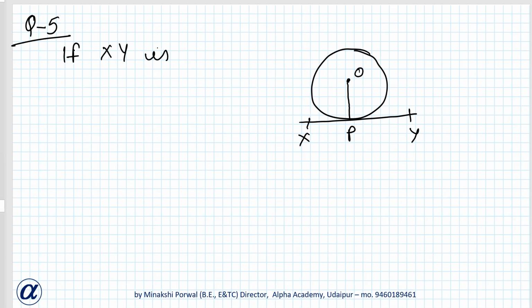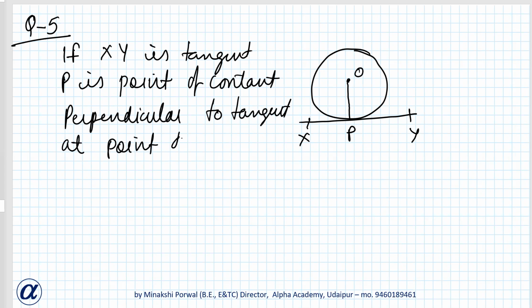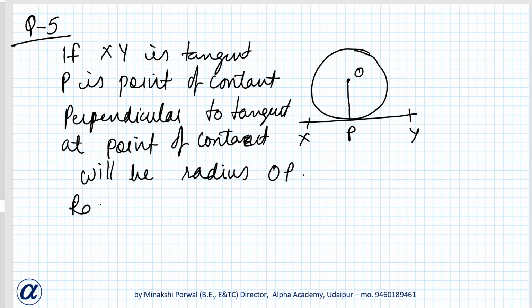Yes, ma'am. Okay. Prove that the perpendicular at the point of contact to the tangent to a circle passes through center. So basically, perpendicular at the point of contact to the tangent passes through the center. This we have to prove. So if XY is tangent, P is point of contact, then the perpendicular to tangent at the point of contact will be radius OP, and radius will always pass through center.